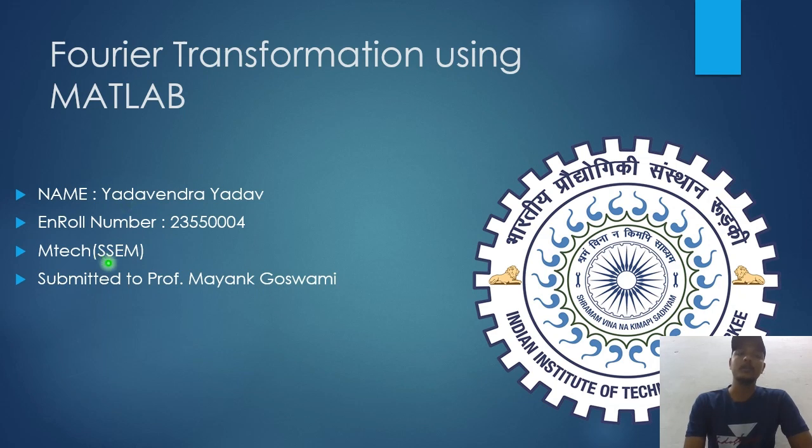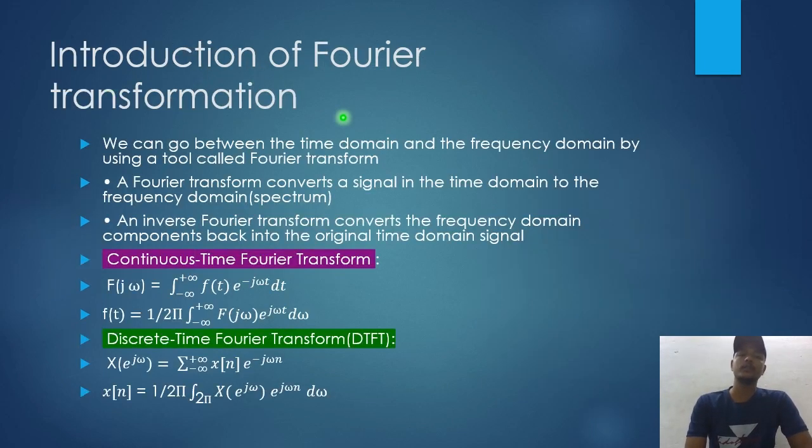And first of all, we will see the introduction of Fourier transformation. We can go between the time domain and the frequency domain by using a tool called Fourier transform. A Fourier transform converts a signal in the time domain to the frequency domain spectrum. An inverse Fourier transform converts the frequency domain component back into the original time domain signal.